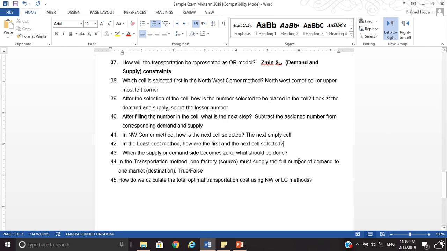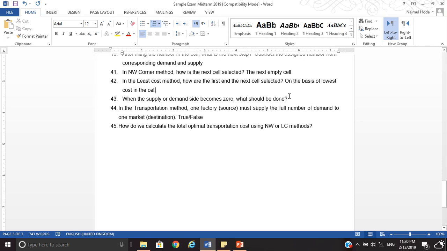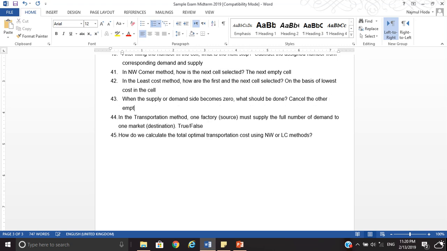In the least cost method, how are you going to select the first and next cell? On the basis of the lowest cost in the cell. When the supply or demand side becomes 0, what should be done? Cancel the other empty cells. That's a very important step in both methods, whether it is northwest corner or least cost. In both cases, you must cancel the other empty cells.